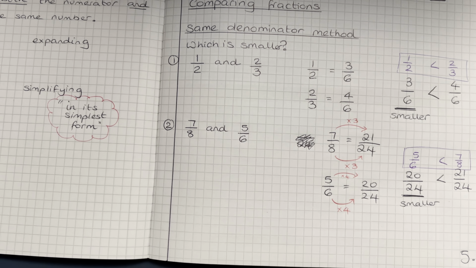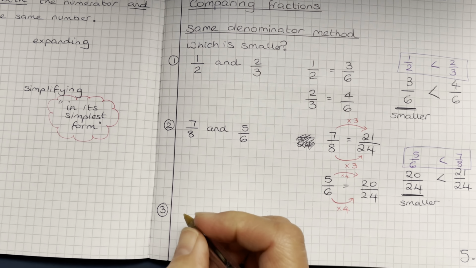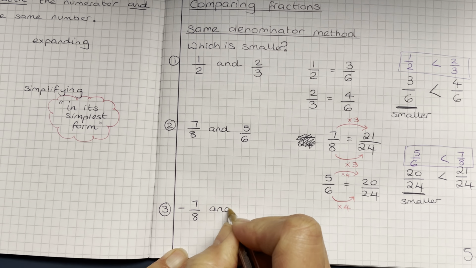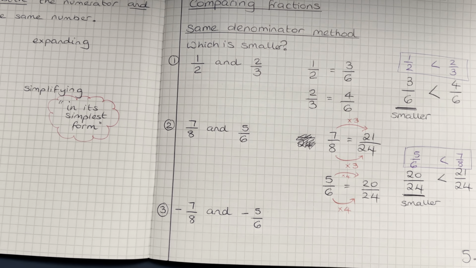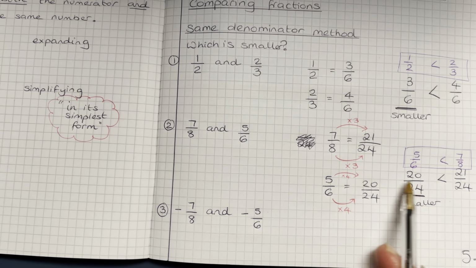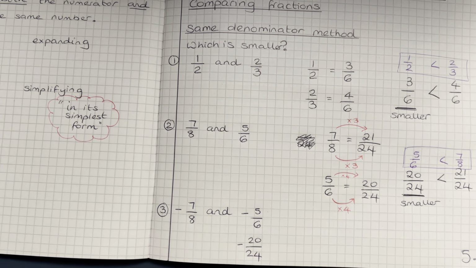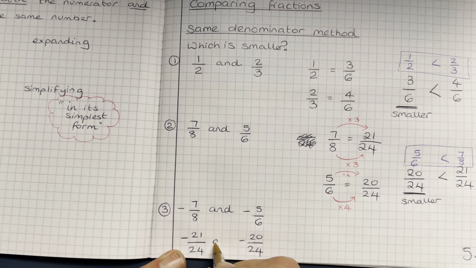Right, I said I was going to do one last example here. Let's see what happens if we make the numbers negative. So we have negative 7/8 and negative 5/6. Okay, we know from what we did before that we've got 20 over 24 here. So let's write that there. We don't need to work that out again. And for 7/8, that was 21. So now we've got 21 over 24.